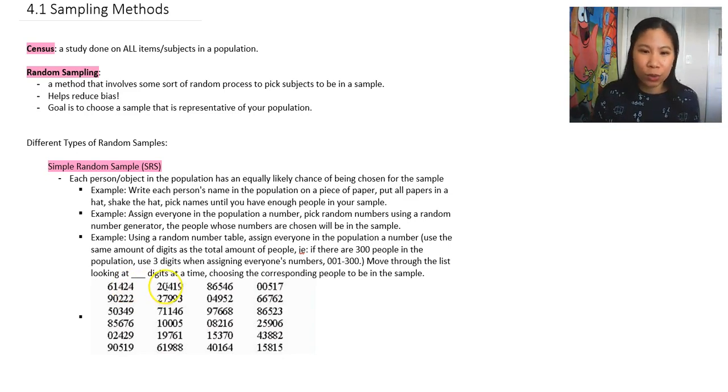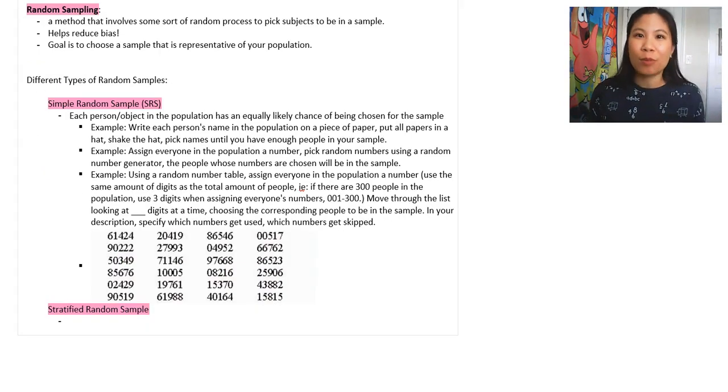Then 4204 would be our next number, again, not in our range, so we skip. 1986 would be our next number, that is in our range, so whoever has that number gets chosen for our sample, and we would just continue on through the table until we get as many people as we want to be in our sample.